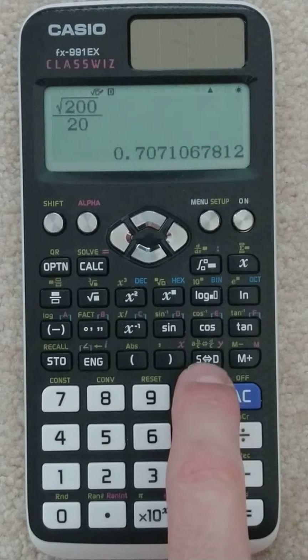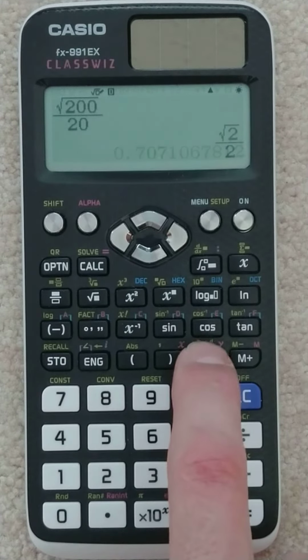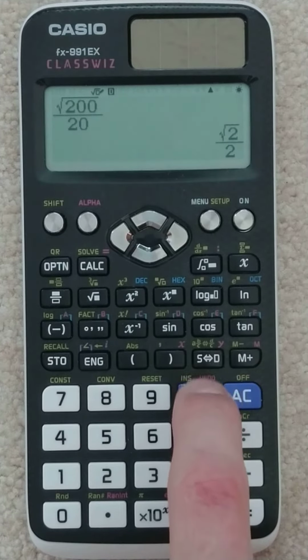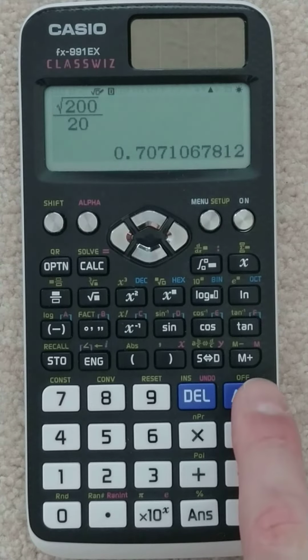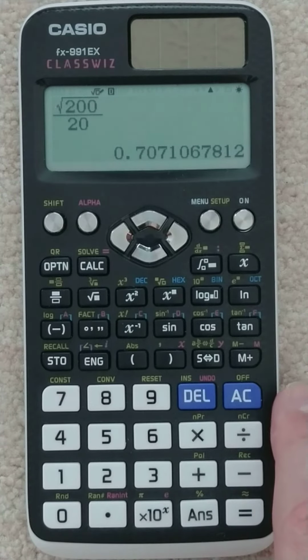If you're in the exact mode and you do want the approximate, you can hit this S to D button. Okay, actually it works even here. I can switch it back and forth, which is pretty slick. But again, when you're doing engineering or physics, you typically want approximate answers. At least engineers do. Maybe I shouldn't speak for physicists.